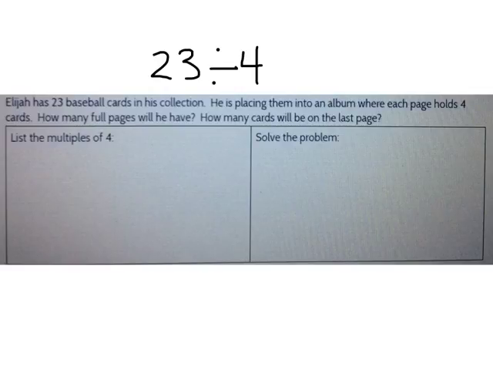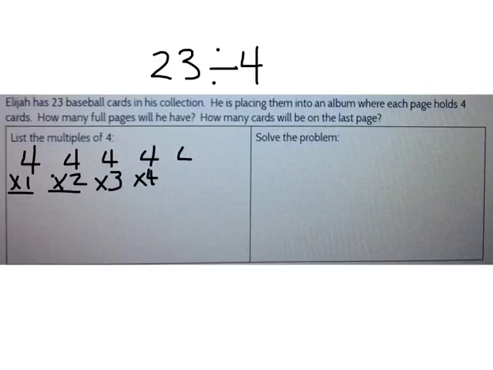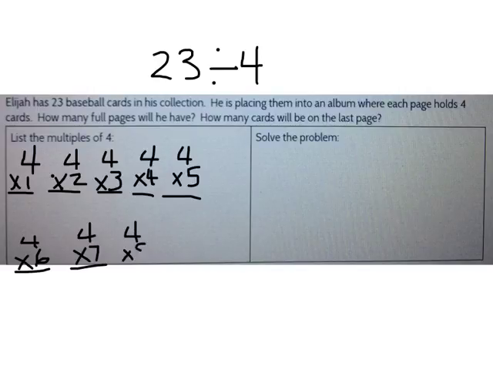I'm going to start by listing the multiples of 4. 4 times 1, make sure you do this on your paper. 4 times 2. 4 times 4. 4 times 5. 4 times 6, 4 times 7, 4 times 8, and 4 times 9. Go ahead and answer those multiples now.